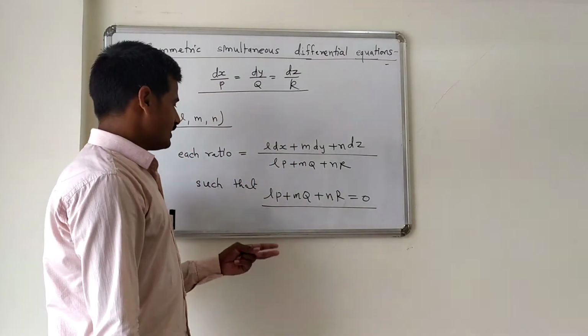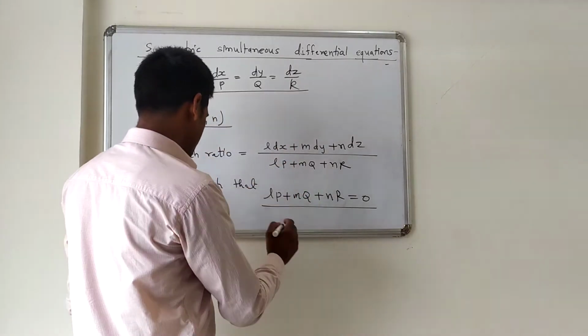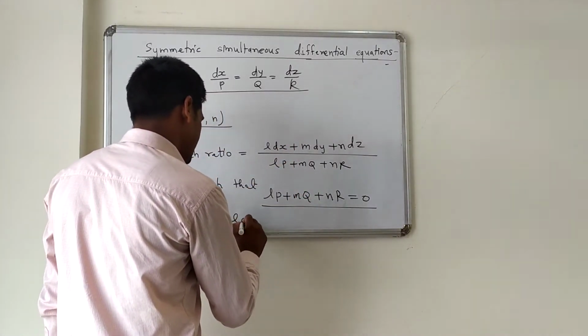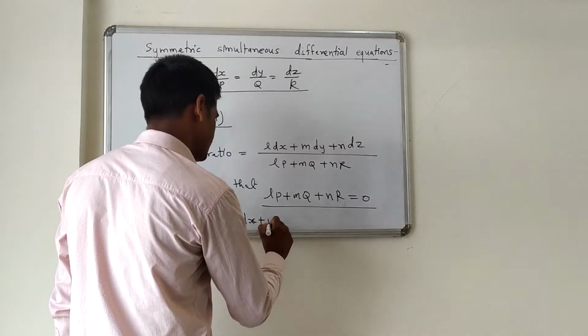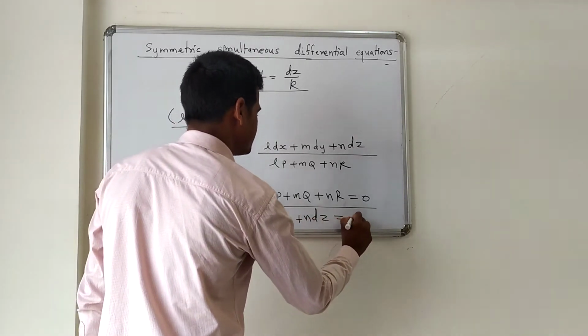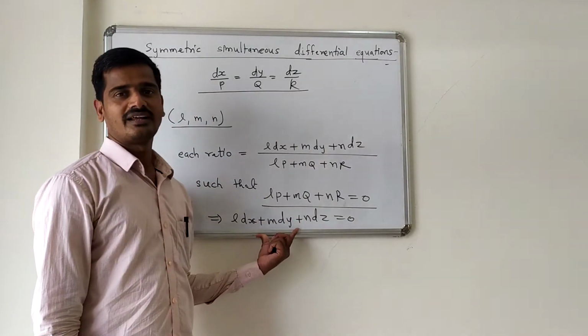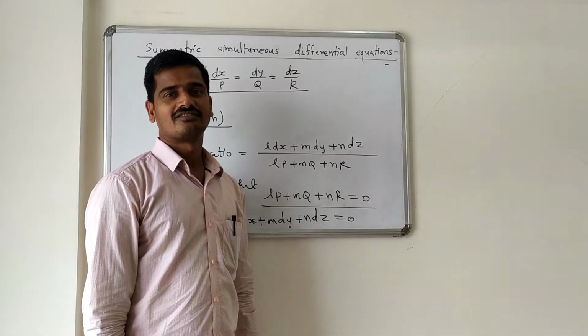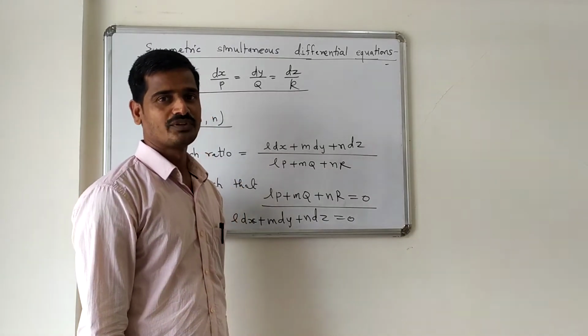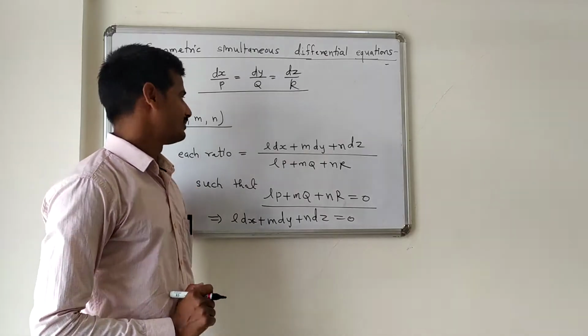Now since the denominator is 0, the numerator has to be 0. Which implies L dx plus M dy plus N dz is equal to 0. And using this relation, you can obtain the relation between x, y and z. Okay. So let us discuss one example based on the method of multipliers.